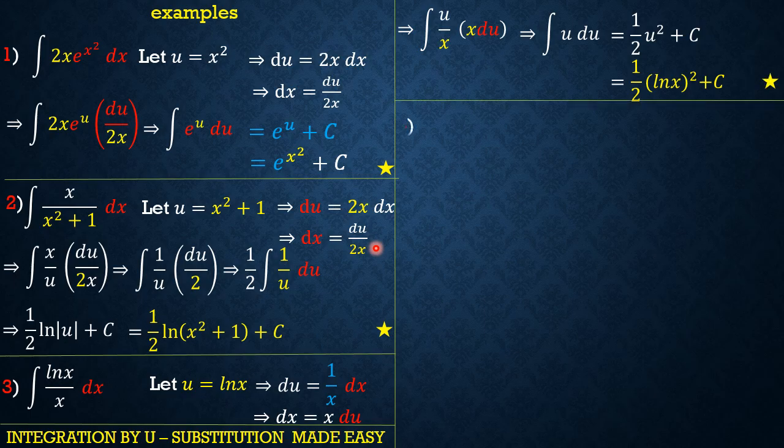Okay, now let's look at question 4, guys. Let's look at question 4. Question 4 wants us to integrate 2 sine of x over 1 plus cos squared of x dx.